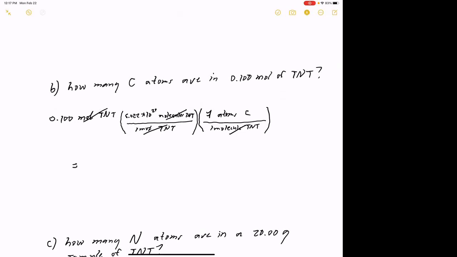And let's look at this. It looks like I need my answer out to 3 sig figs, don't I? And that's going to be defined by the given here. Everything else is a conversion factor that doesn't limit us. And when I work this out, I get 4.22 times 10 to the 23rd atoms of carbon. Okay. Any question about how I did that?